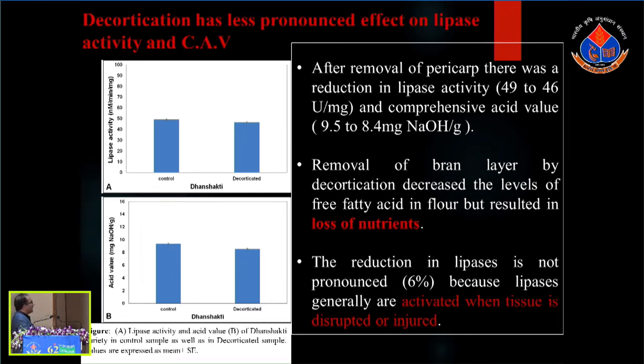So after removing the pericarp, that is decortication, they found that the lipase activity was not affected much. Only a 6% change was there, and also because of the decortication, there was a loss of nutrients, because most of the nutrients are present in the pericarp region.